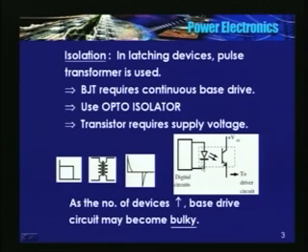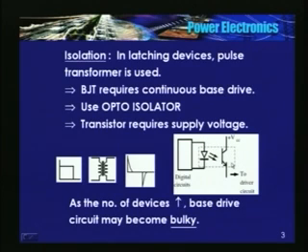When it is on, this transistor turns on. So this side is the control circuit, where in this side is the power circuit to the gate drive circuit and to the base. Now, as long as this diode is on, this transistor also is on.